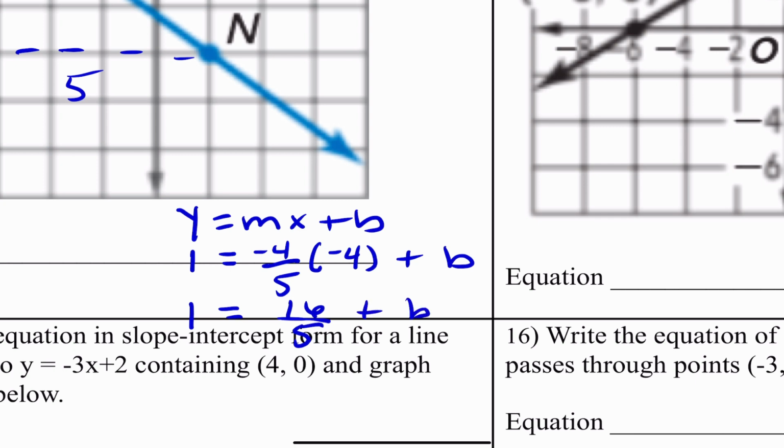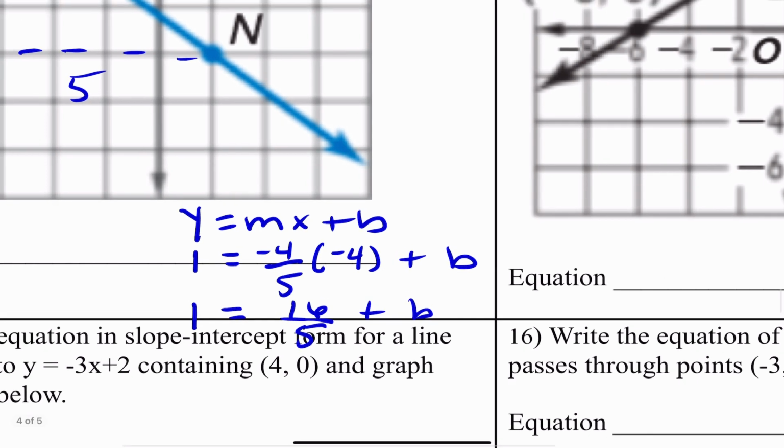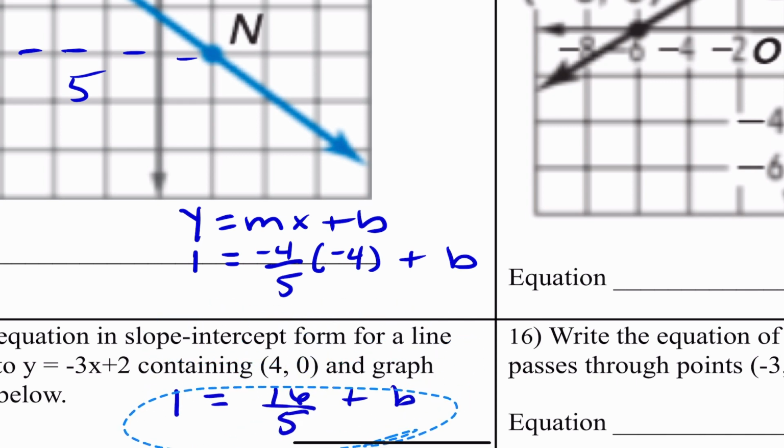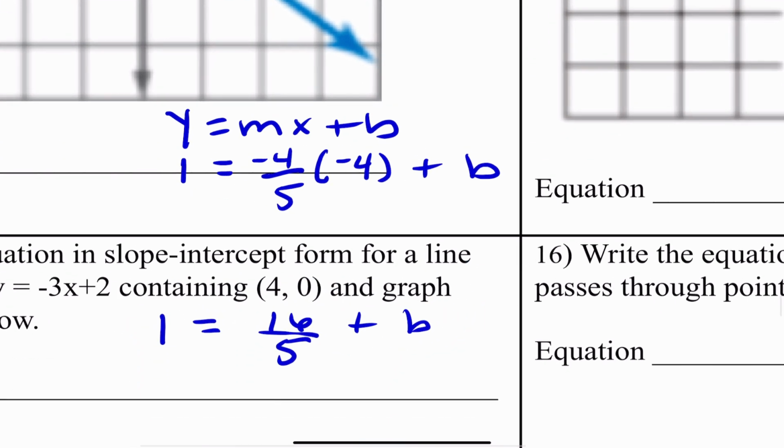Then to get b by itself, I need to subtract both sides. Wait, hold on. Let me see what I can do here. This is what I'm going to do. I do not like having a fraction. I don't like having numbers in the denominator. I don't like to have any denominator. So I'm going to manipulate this equation here, and I'm going to multiply everything by 5.